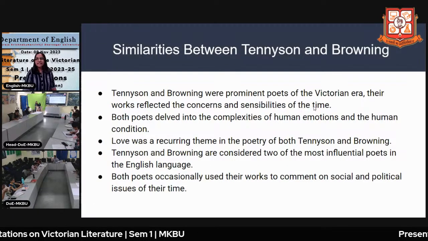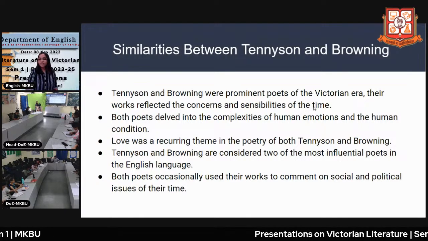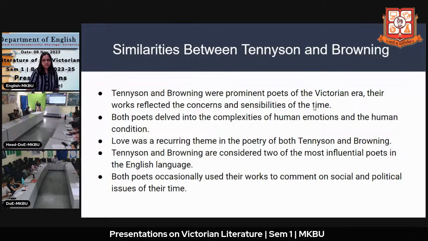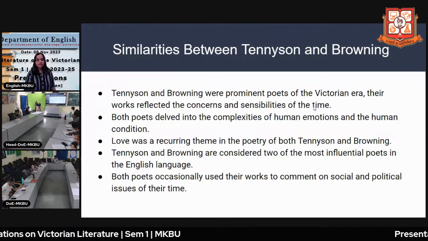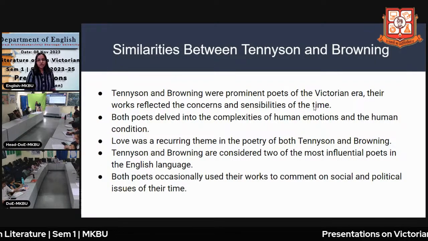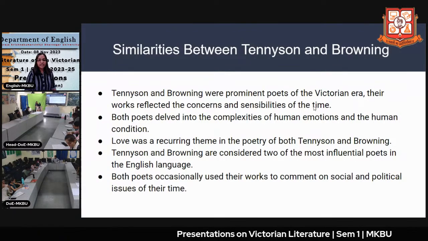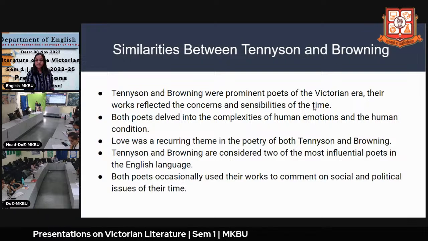Similarities between Tennyson and Browning. Tennyson and Browning were prominent poets of the Victorian era. Their works reflected the concerns and sensibilities of the time. Both poets delved into the complexities of human emotions and the human condition. Love was a recurring theme in the poetry of both Tennyson and Browning.